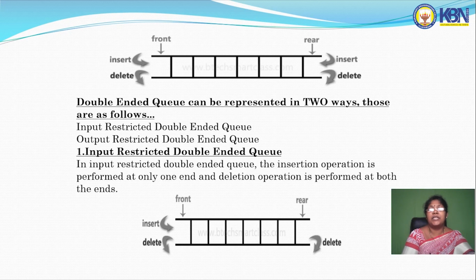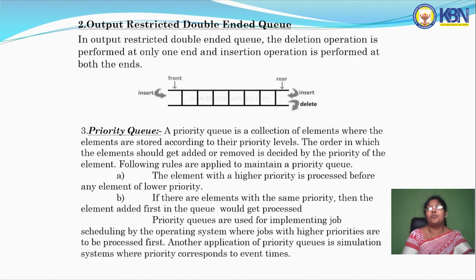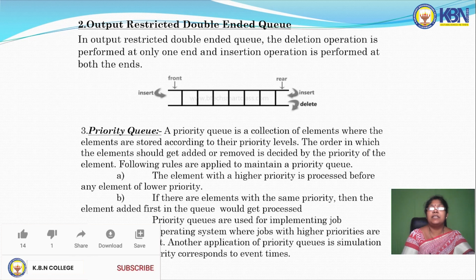Next, let us go for the output restricted double-ended queue. Here, see in the picture, the front part is there and the rear part is there. Here we can insert the element in the front part or in the rear part, but we can delete the element in the rear part only. So we can give the instruction to the output for any one side only. Then let us go for the priority queue.